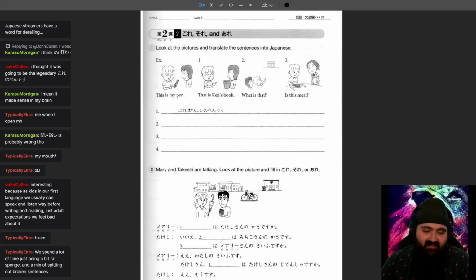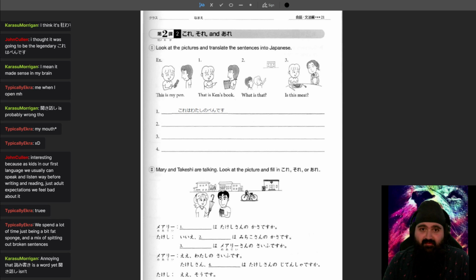Interesting, because as kids in our first language, we usually can speak and listen way before writing and reading. Just adult expectations we feel bad about. Yeah, no, for sure, because we're basically children in our non-native languages, right? Even after 4 years of study, I'm probably at the equivalent. The sad part is I'm grammatically and conversationally probably equivalent to an 8-year-old, though I'm more mature than an 8-year-old most of the time. But an 8-year-old probably knows as much kanji as I do and can write it to boot too. So that feels bad, man.